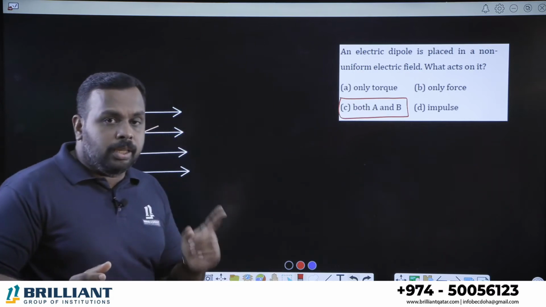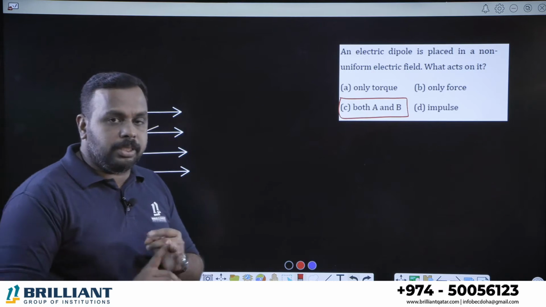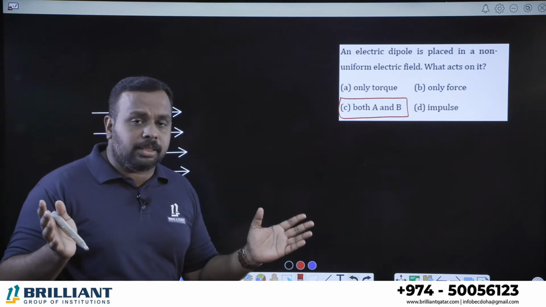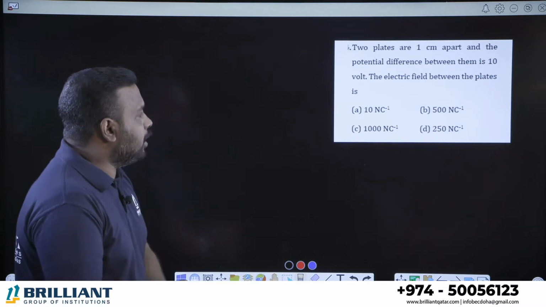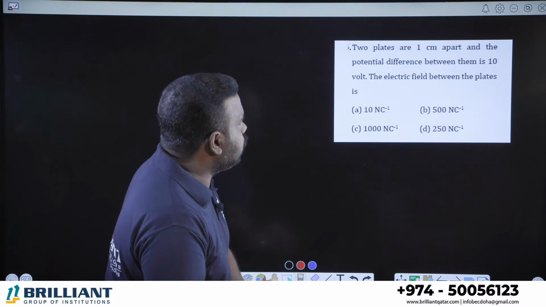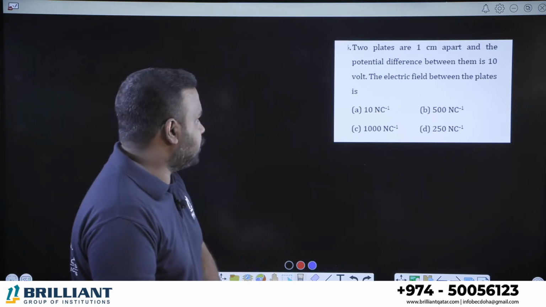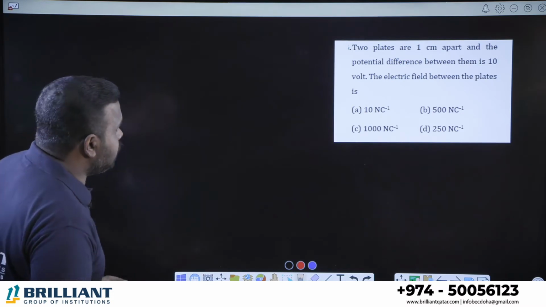Students, be careful. Uniform electric field means only torque. Non-uniform electric field means it will be both force and torque. Let's move to the next question. Two plates are 1 centimeter apart and the potential difference between them is 10 volt. The electric field between the plates is.